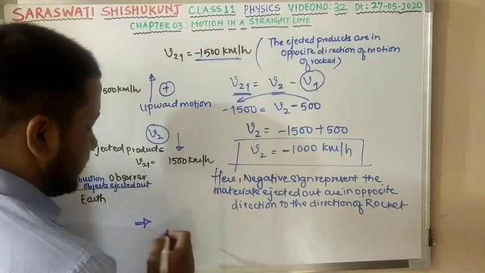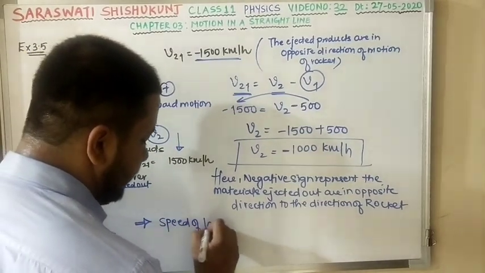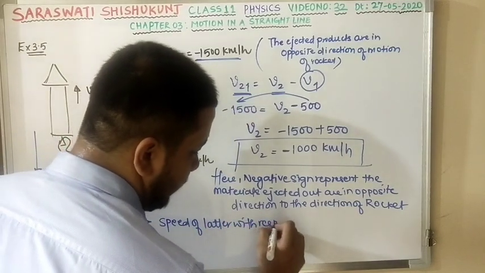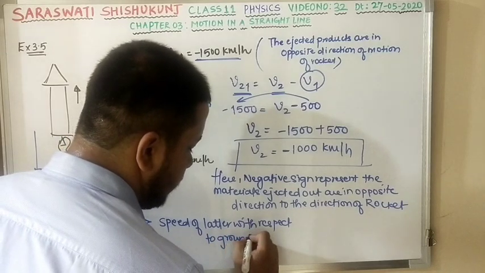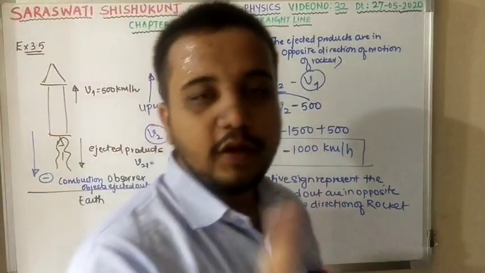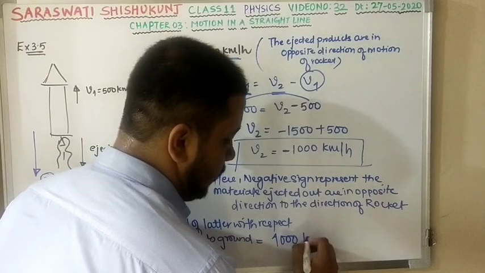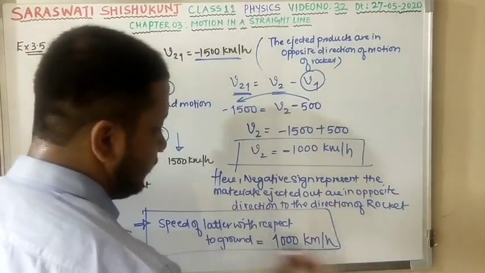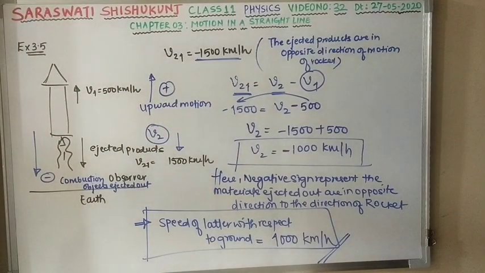Now they are asking what? Speed of the ejected material with respect to the ground. With respect to ground means they are asking with respect to the observer. With the observer you don't have to show this minus. So you can write 1000 km per hour. Is this clear? Perfectly. This is the final answer. Hope it is perfectly clear. Fine.